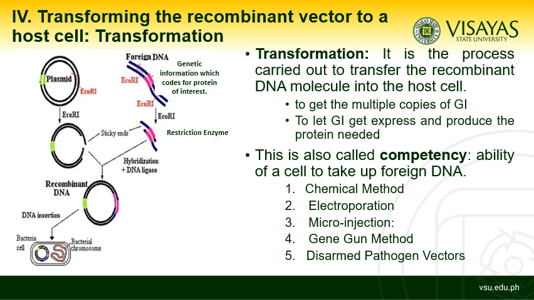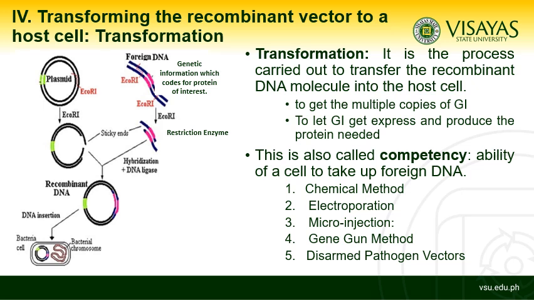So, when we say transformation, it is the process that is carried out to transfer that recombinant DNA molecule into the host cell. In this recombinant DNA, those are the plasmids with the gene of interest. The gene of interest and the plasmid are inserted into a host cell. The purpose is either we want the gene of interest to be expressed, or we want to have multiple copies of our gene of interest.